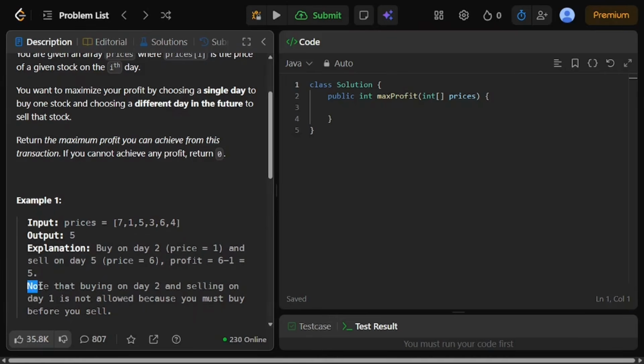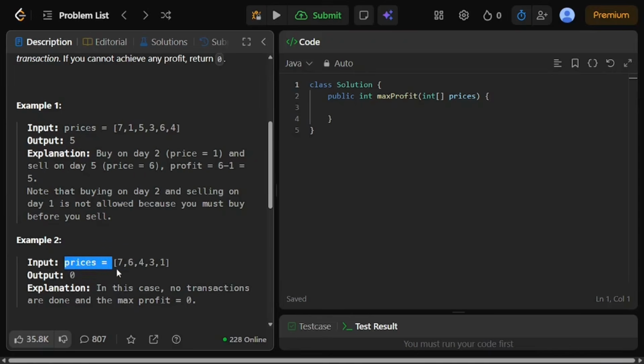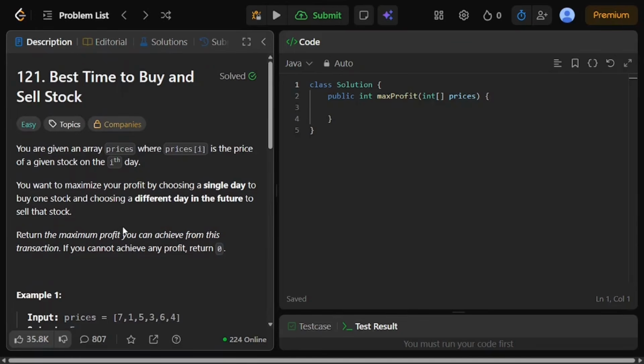One more note has been given below that buying on day 2 and selling on day 1 is not allowed because you must buy before you sell it. That is quite obvious. Let's consider another array. Here, getting a profit is not possible because you can see the prices are just falling. Therefore, we'll be returning 0. So this is the entire question.